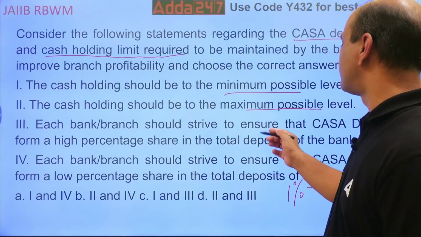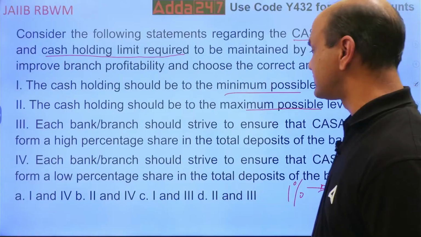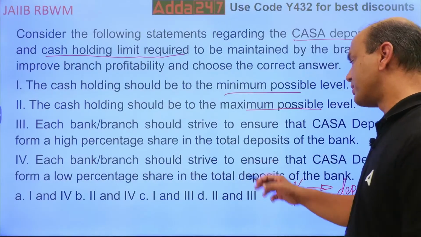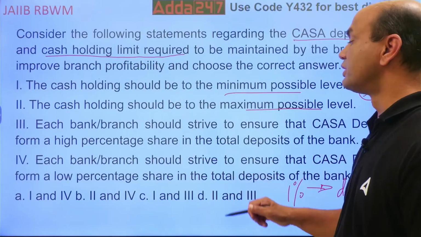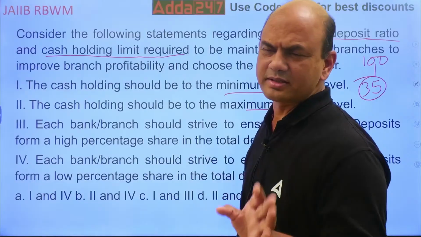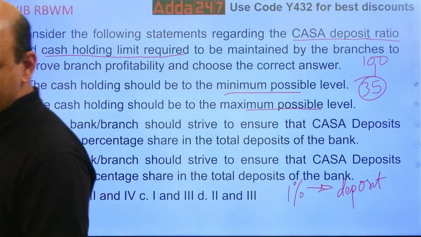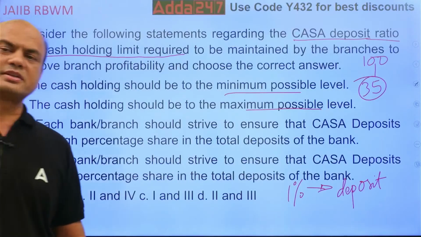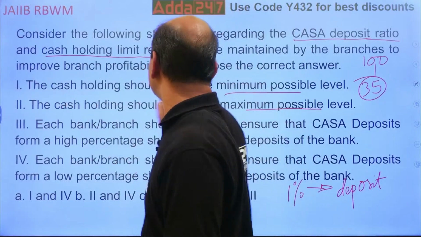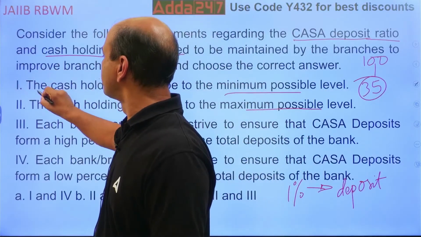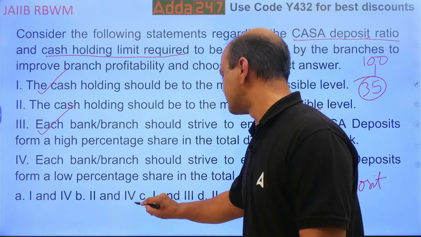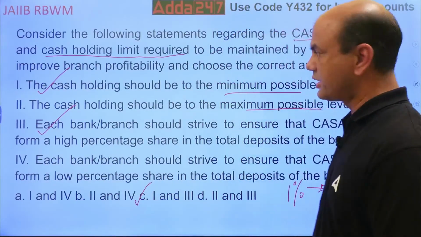Each bank branch should strive to ensure that CASA deposits form a high percentage share in the total deposits of the bank. Each bank branch should strive to ensure that CASA deposit should have a low percentage in the total deposits of the bank. So now, very simple answer. Think over it. Just now I gave you the idea. Very simple answer. The answer is yes. Just now we saw this. Minimum 1 is true and 3 is true. So 1 and 3. C is the answer. Okay, C is the answer. Got it?